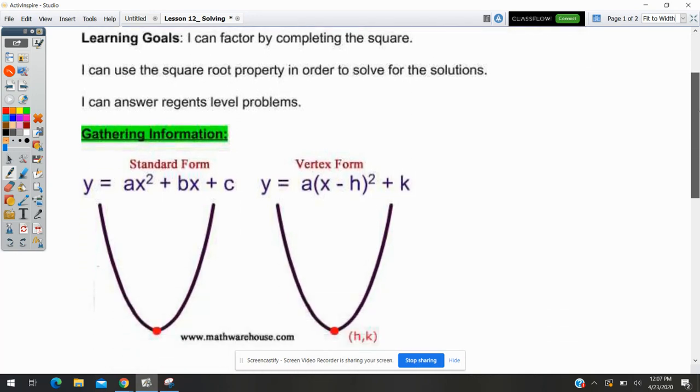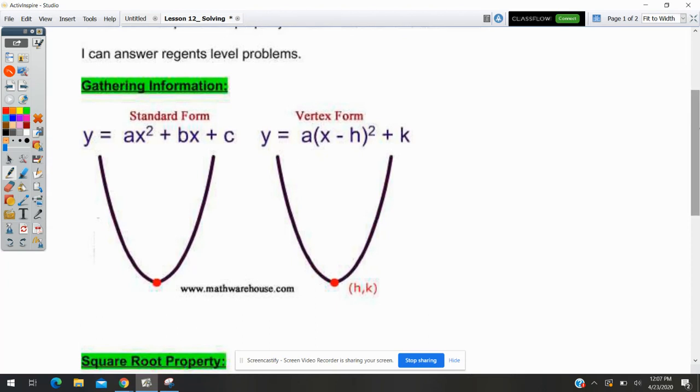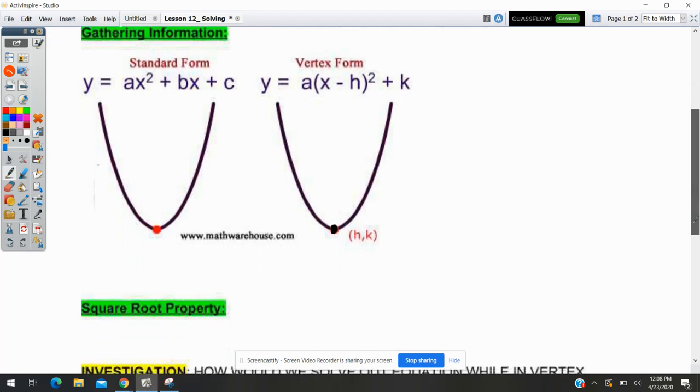So, gathering information, as you saw in the last lesson, we went through vertex form. Vertex form, remember, gives us the coordinate points of our vertex. The h value inside the binomial squared is the x value of your vertex, and the k value is your y. So whatever is inside is the value of your x, and on the outside is your y value. Just to review that.